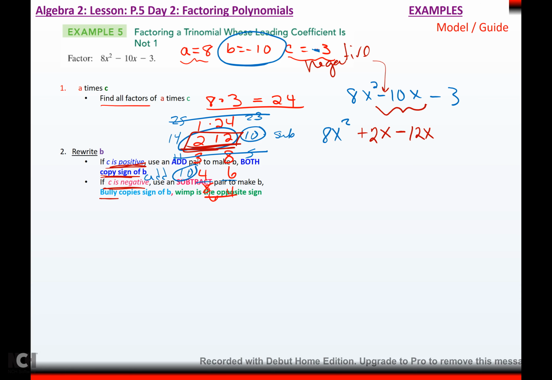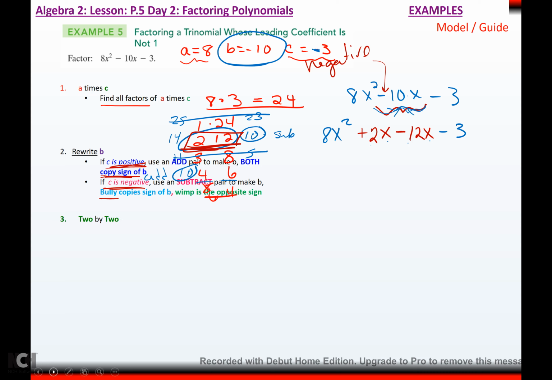We still have 8x squared. We still have minus 3. Now, I didn't do anything illegal. What is a positive 2x and a minus 12x? It's the same thing as negative 10x. It's like taking a $10 bill from you and giving you two fives. It's still worth the same, it just looks different. And now, my friends, you are right back to what you're already very comfortable with.